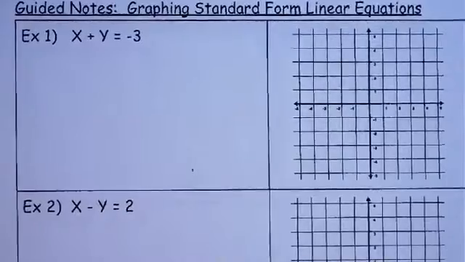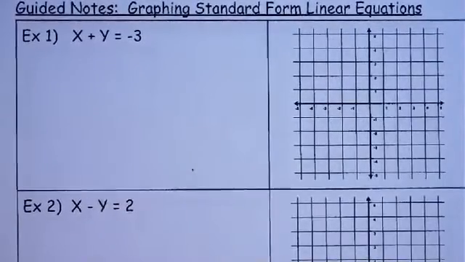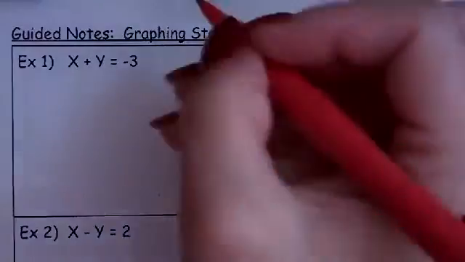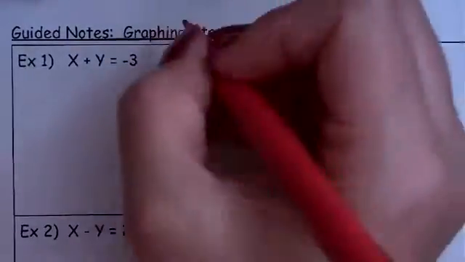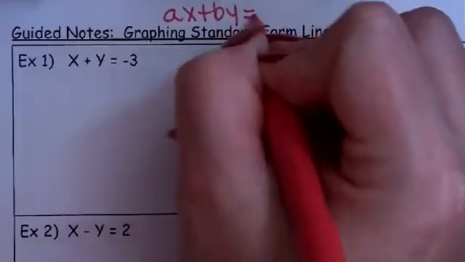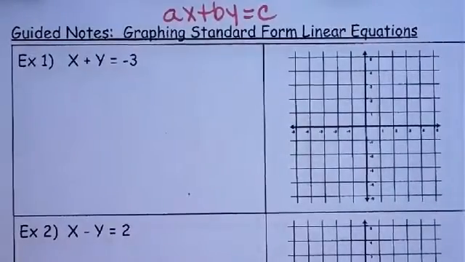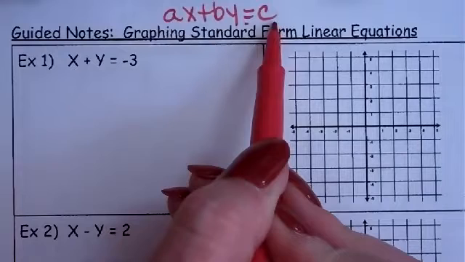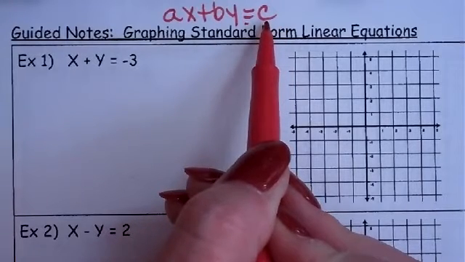This is the video that's going to go with guided notes, graphing standard forms of linear equations. Now, let's go ahead and clarify some vocabulary right here. Standard form just means that the x and the y are on the same side of the equation together, and sometimes you will see it just denoted like that. X and y on the same side of the equal, and your constant on the other side of the equal.